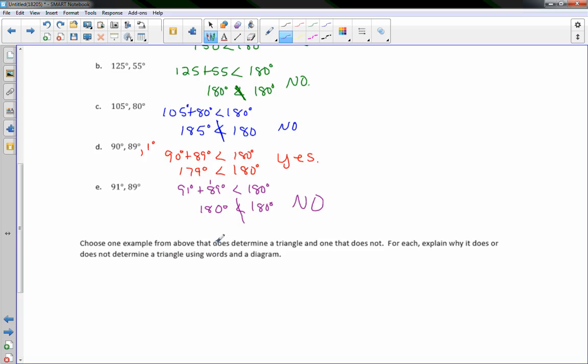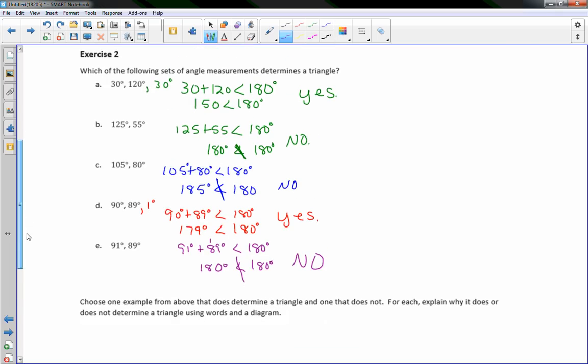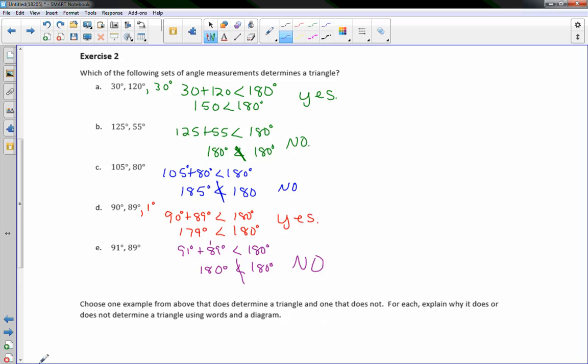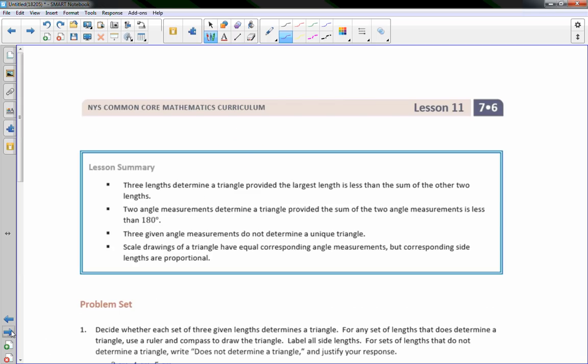So it says choose one example from above that does determine a triangle and one that does not. For each, explain why it does or does not determine a triangle using words and a diagram. I will leave that to you. I've explained it as I went over these. That is the end of lesson 11. Review the lesson summary and go do your problem set.